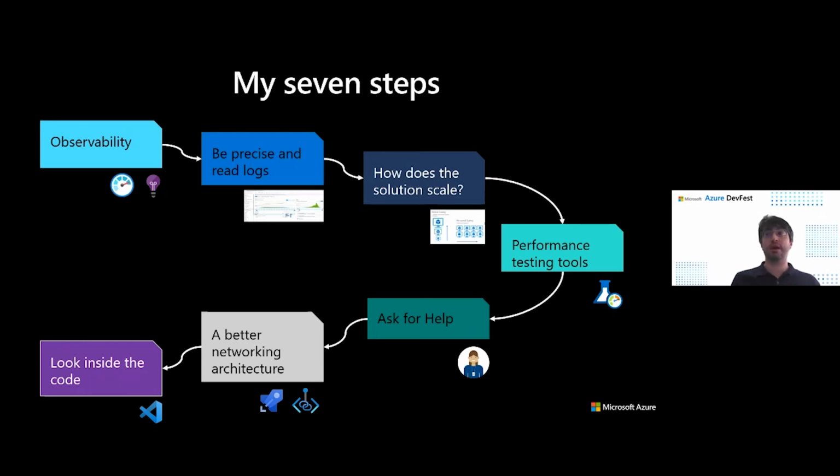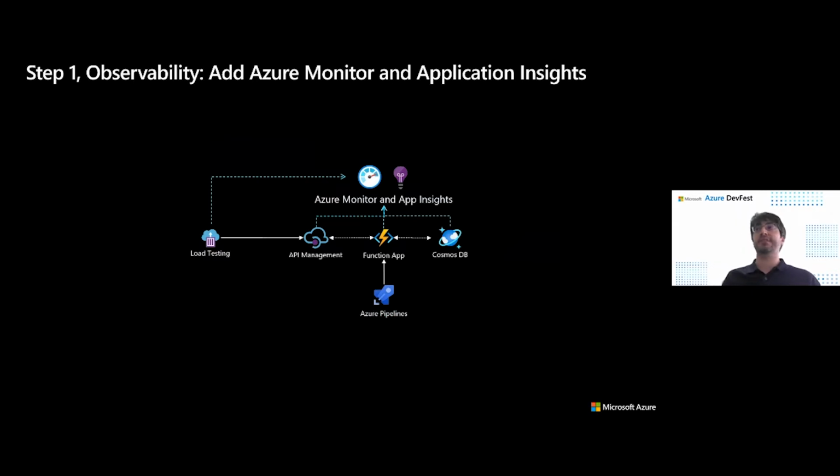And thanks to Microsoft support, we understood that improving the networking architecture was a critical step. And finally, since we were still not able to reach the target number of TPS, we decided to analyze the code. And so looking inside the code was the final step to achieve our objective. So let's start with the first step.